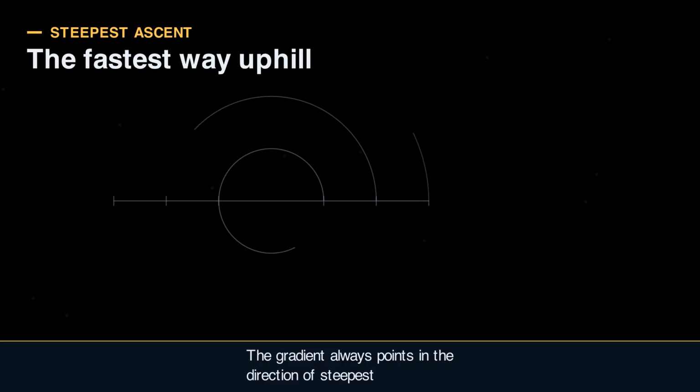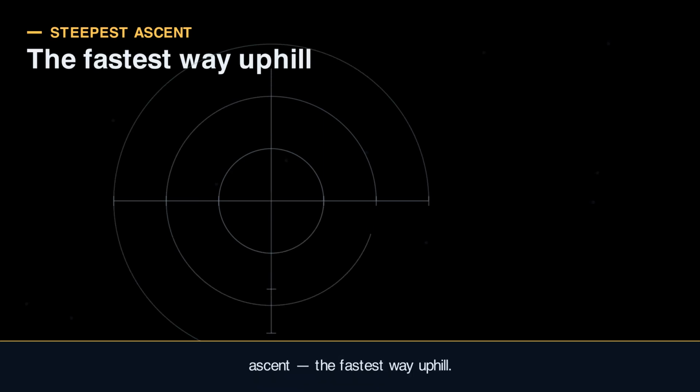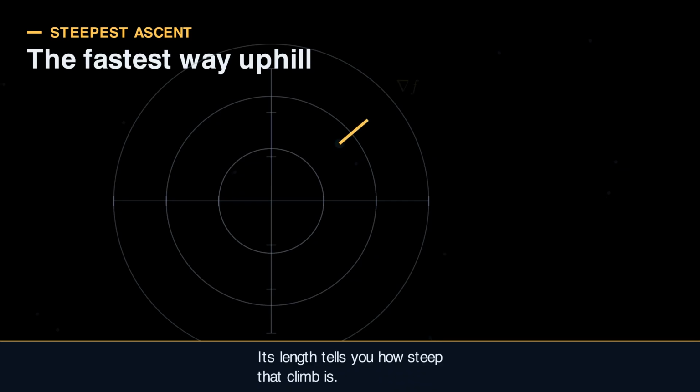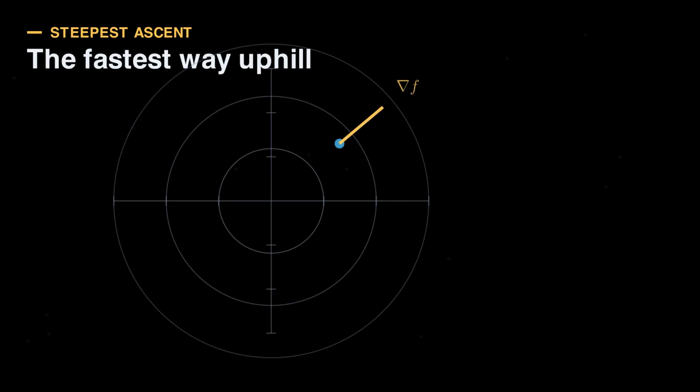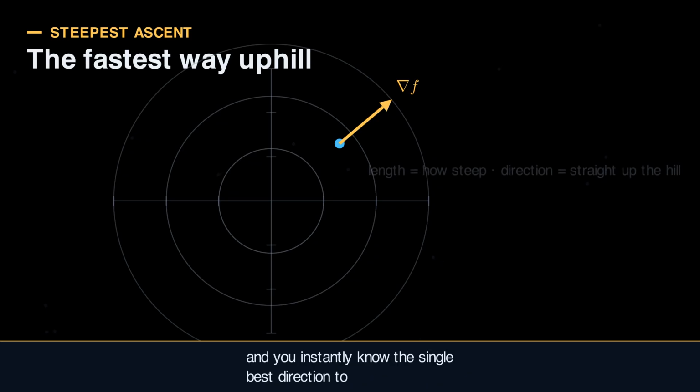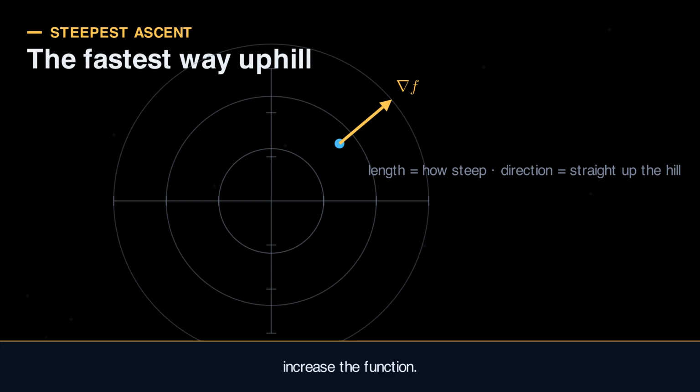The gradient always points in the direction of steepest ascent, the fastest way uphill. Its length tells you how steep that climb is. Stand anywhere on the landscape, read the gradient, and you instantly know the single best direction to increase the function.